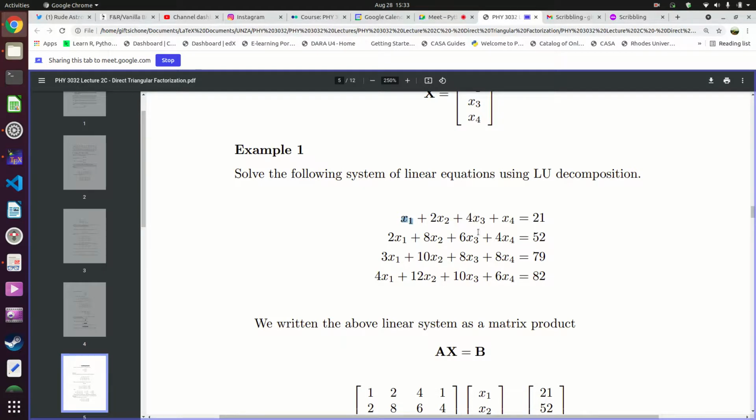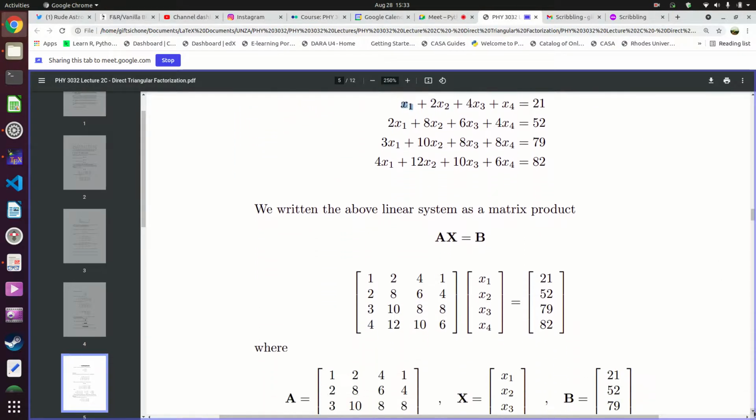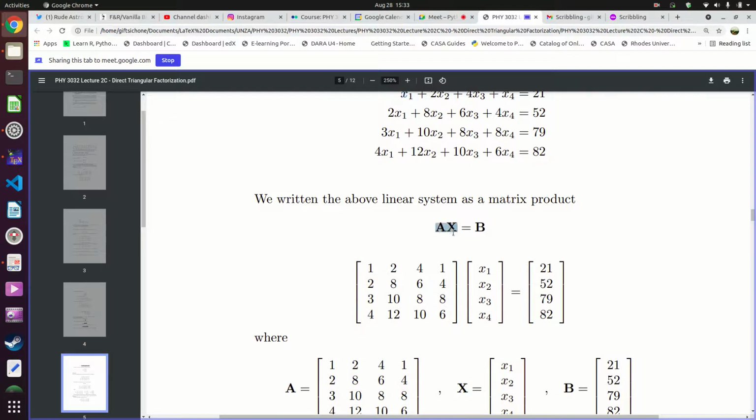This particular system of 4 equations with 4 unknowns, we can write as a matrix product AX equals B. In this case, A is the matrix of coefficients, your X is the column matrix of the unknowns, x1, x2, x3, x4, and your B is the column matrix of the constants.